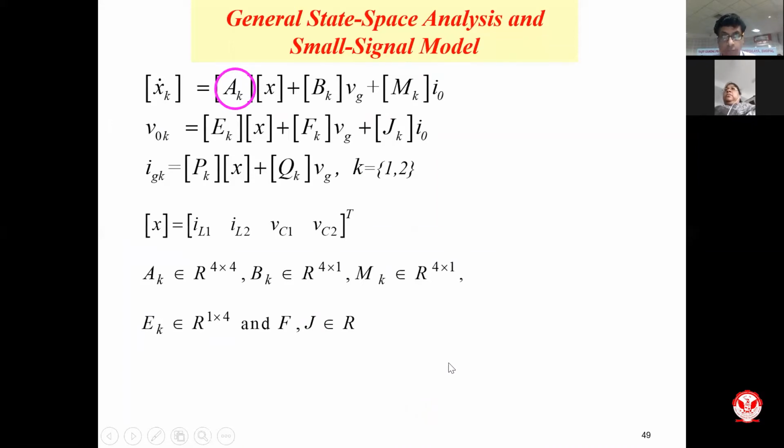This is the state space analysis for developing the small signal model. I'm skipping this. I have not included it in the presentation because it's quite too mathematical, and it's not required for understanding the present topic.